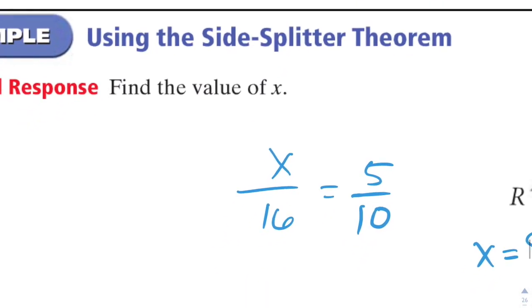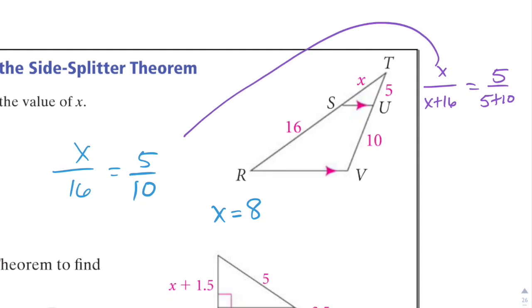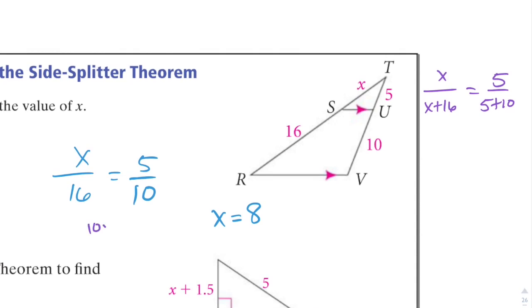Okay. We did this first example in class. Instead of saying x is to x plus 16, as 5 is to 5 plus 10, working with our whole parts, we don't necessarily need that. We can just immediately go into x is to 16 as 5 is to 10. Find your cross products. We'll get 10x equals 80, and divide both by 10, and we'll get x is 8, which is what we had.